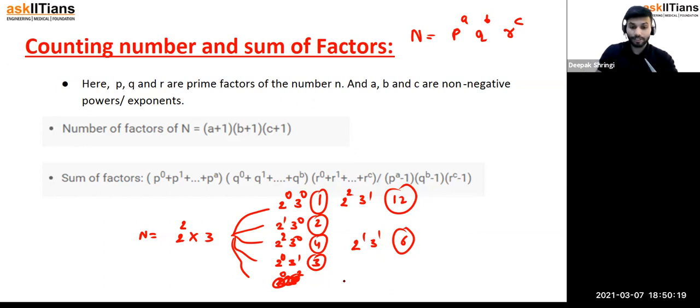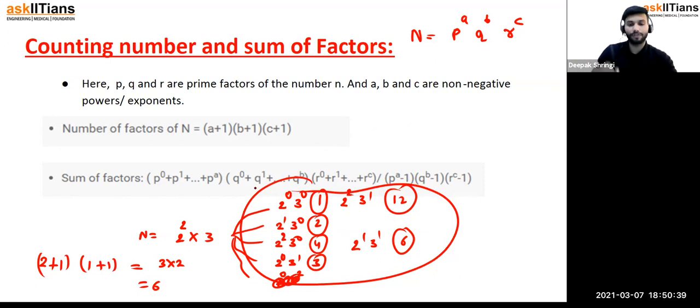What I said, 2 plus 1, 3 ways, right? And then to pick the power of 3. 3 power is what? 3 power is 1. So to pick any number of 3s from 3 power 1, how many ways do you have? You have n plus 1 ways. N is 1, power is 1. You have only one 3. The answer is 3 into 2, and that's 6. And that gives me the number of factors of 12.